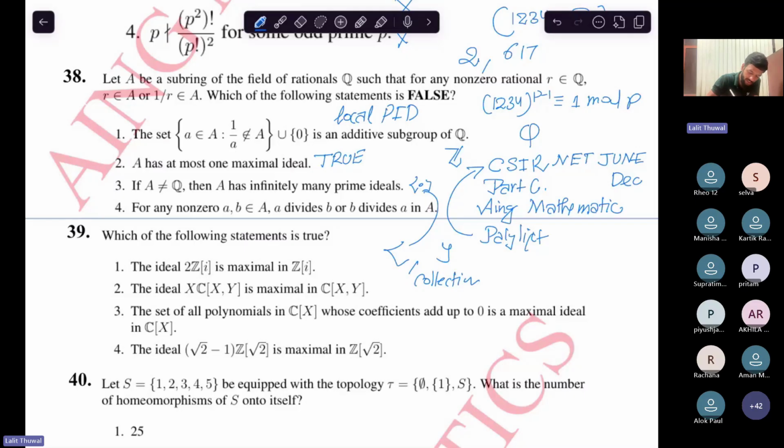Easy check. Another way to see this is that every subring between Z and Q is a localization of Z at some multiplicatively closed set. All localizations of Z are local; they are local PIDs, local rings. So you can solve it like that also.